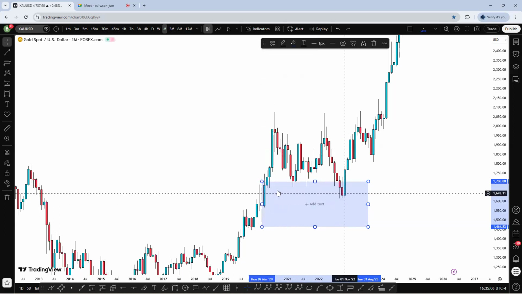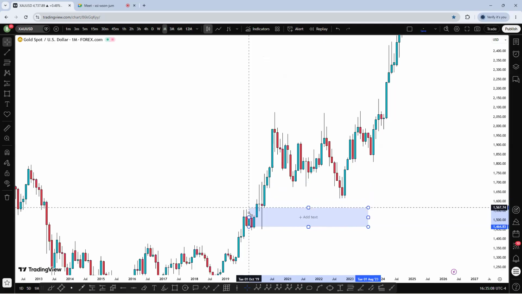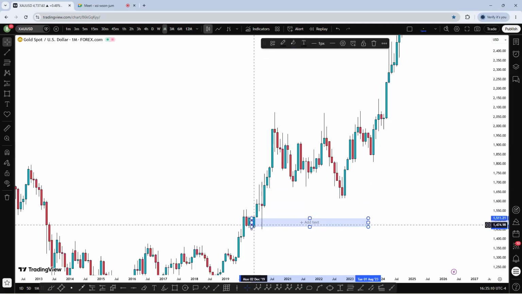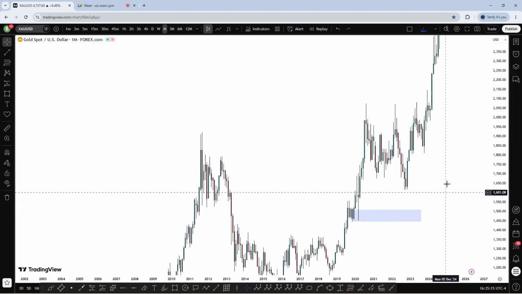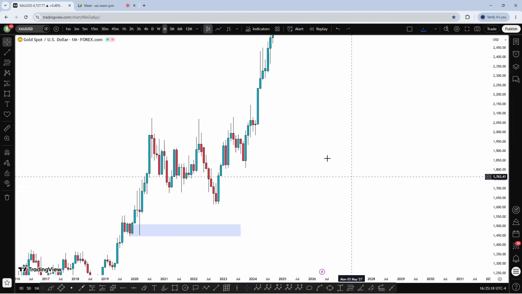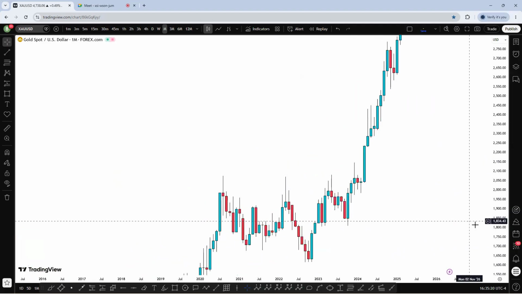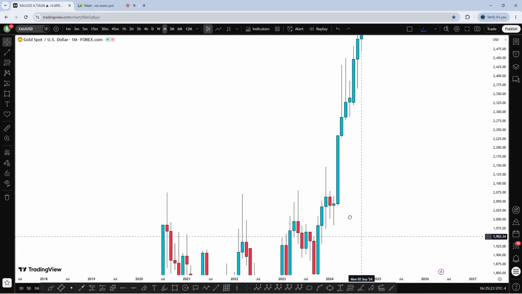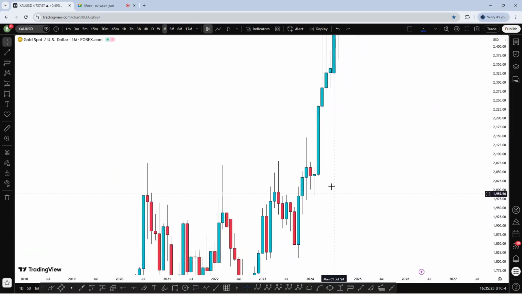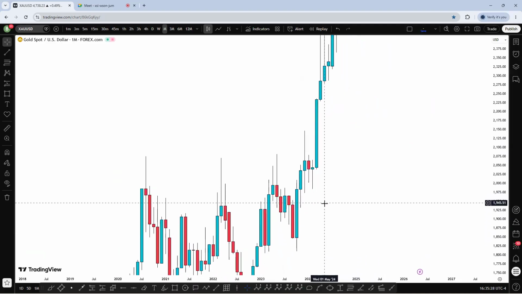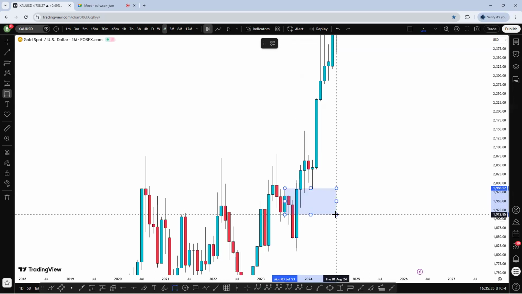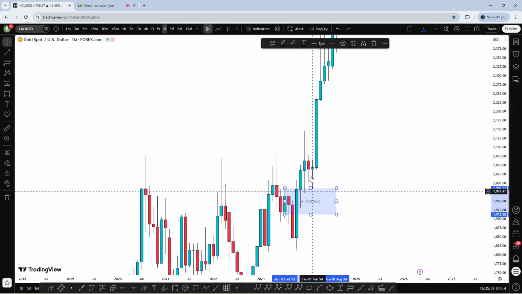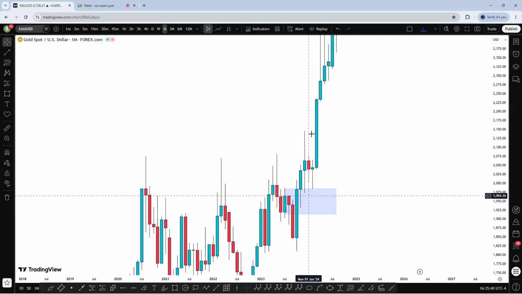So can you see multiple tests? This one around here. Okay, you can see this one around here. Now, you can see this one. We have multiple or broken zones. We can consider this. You can see how it reacts to the zone and it goes higher.